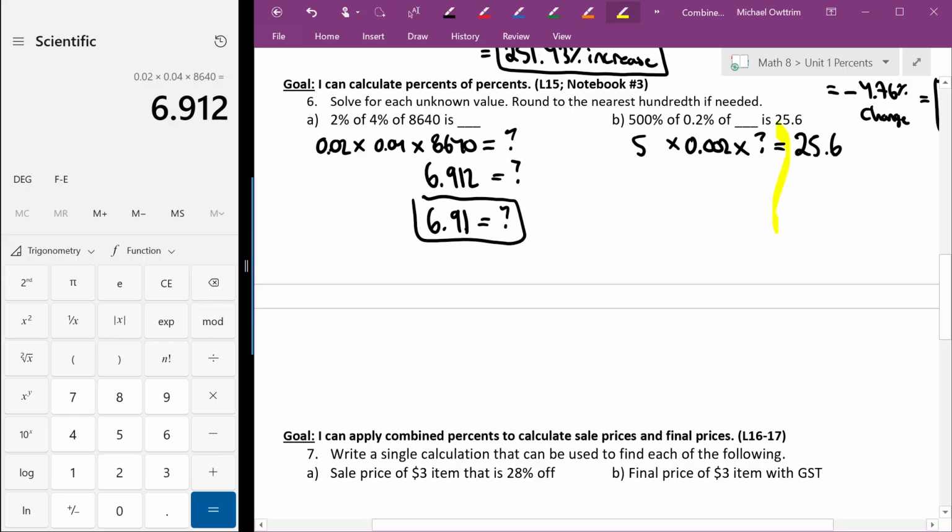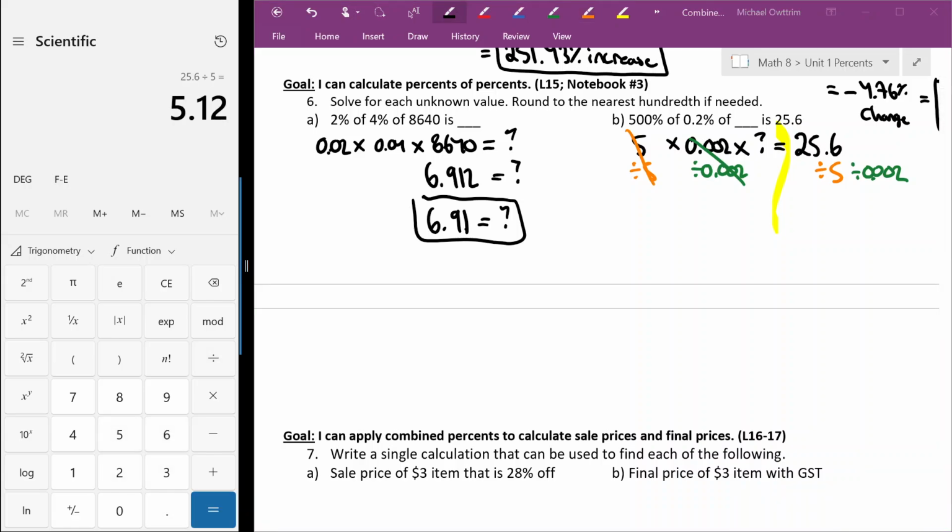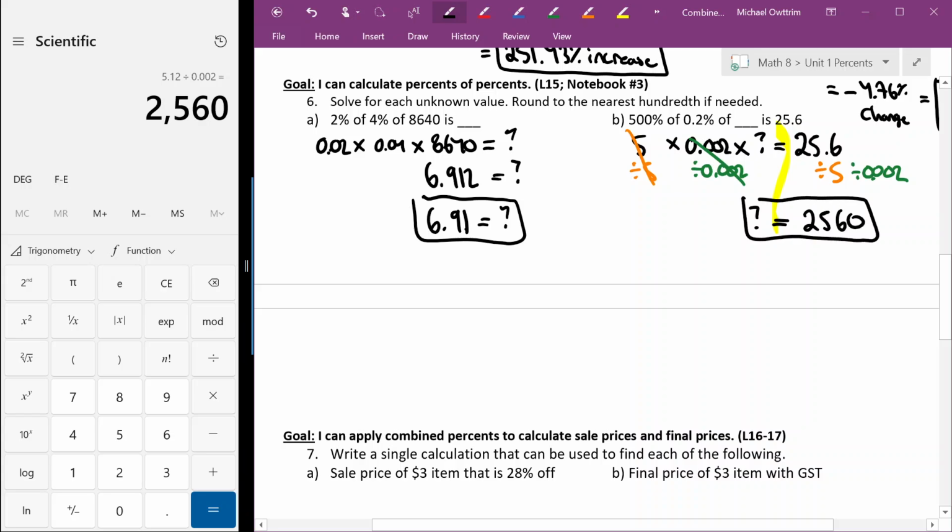Now if I look at my equation, my question mark is not by itself to the left of that equal sign, so I need to undo these two pieces here. I'm going to undo multiplying by 5 by dividing by 5. I'll undo multiplying by 0.002 by dividing by 0.002. And so let's do those calculations. We need to do 25.6 divided by 5 divided by my 0.002. And that gives me my unknown is equal to 2,560.